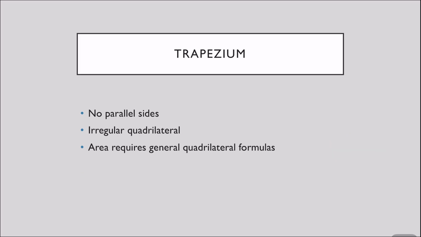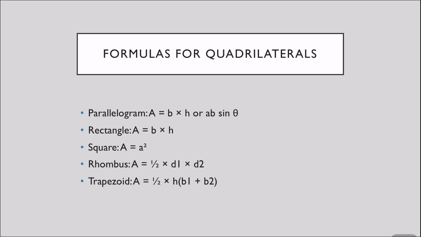Next is a trapezium. A trapezium doesn't have any parallel sides. It's an irregular quadrilateral, and usually the area requires general quadrilateral formulas. Let's go for the formulas.